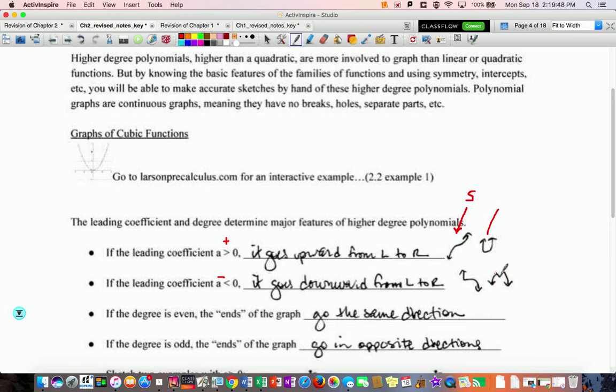And there could be some hills and valleys within the graph, but we can't tell that just from the leading coefficient. If the degree, remember, is even, so a power of 2, a power of 4, then they're the same direction. So what they talk about is a U-shaped graph, opening up or opening down. Or if the degree is odd, we have the S-shaped curve. And again, then you look above and you determine what's the leading coefficient doing.